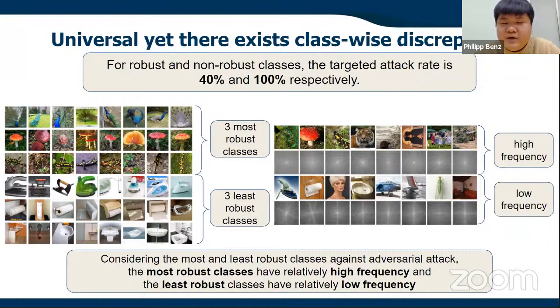So we suspect they have different frequency properties. We performed Fourier analysis, which confirms our conjecture: indeed the robust classes have high frequency properties in general, and the non-robust classes have low frequency properties. For audiences with no experience with the transformed image, in the middle is the low frequency and the border part is high frequency. Here the border part is quite dark, and on the upside the border is relatively brighter than the transformed images on the bottom. That's why we conclude that robust classes have more high frequency content.